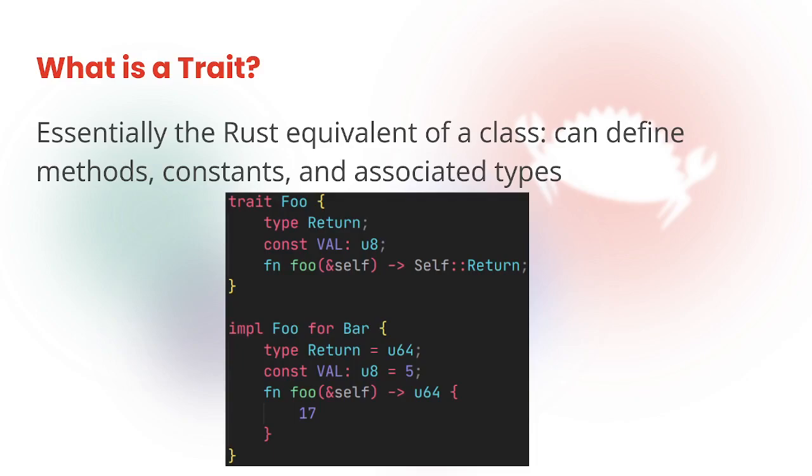And this is an example of an implementation. Sort of like structs, you use impl, but you say impl the trait for bar. And this is defining the associated type, the constant, and the function. Also note that, unlike some languages, you can put static methods in your trait. If you just don't have the self receiver here, it will be a static method.